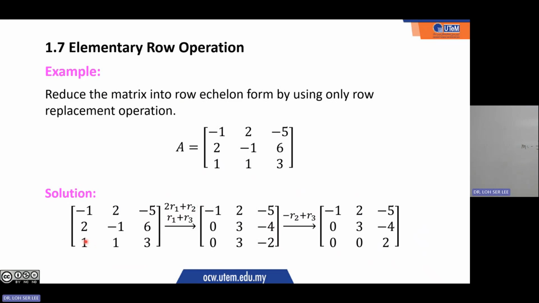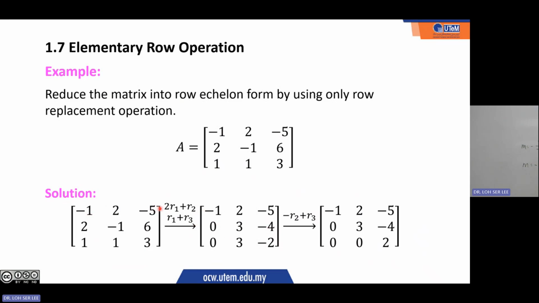And to change this into 0, do not forget the negative fraction. The pivot is still negative 1. We use the same pivot to change this 2 into 0. The value that you want to change into 0 is 1, so negative, you get a positive 1. That means 1 times R1, so we just write R1, R1 plus R3. So row 2 and row 3 will change in the next matrix.